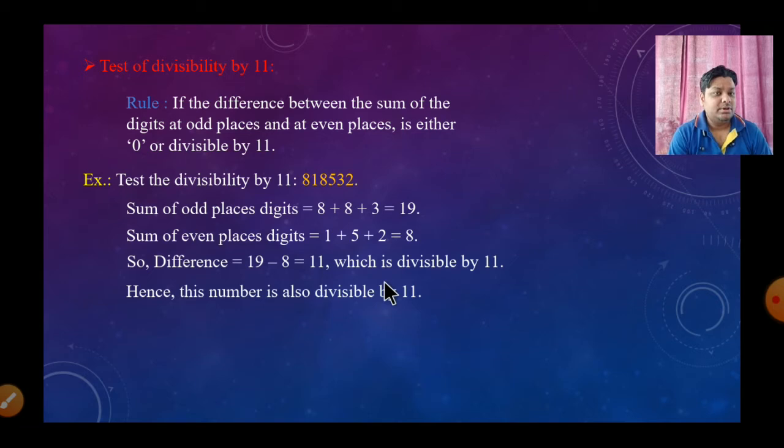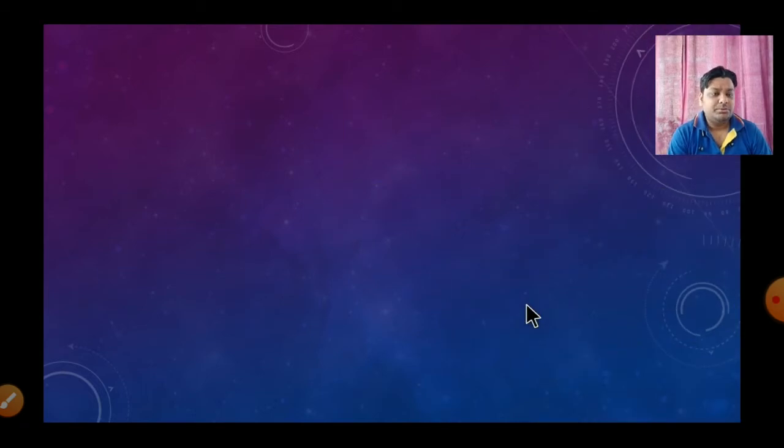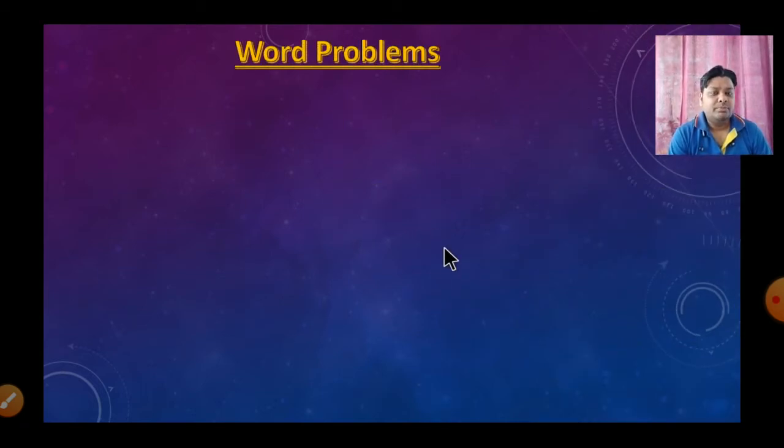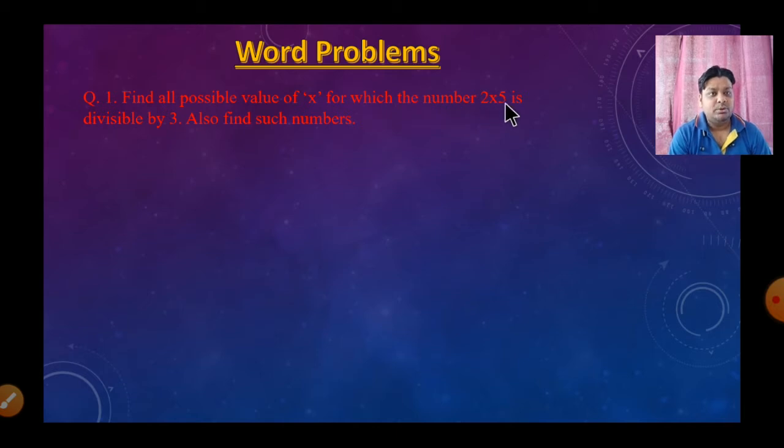Okay students, I hope that you all have understood clearly. Now let's solve some word problems. What is the question? The first question is: find all possible values of x for which the number 2x5 is divisible by 3. Also find such numbers. It means we have to find the value of x which is in the middle of 2 and 5. It is clearly mentioned in the question that this number 2x5 is divisible by 3.